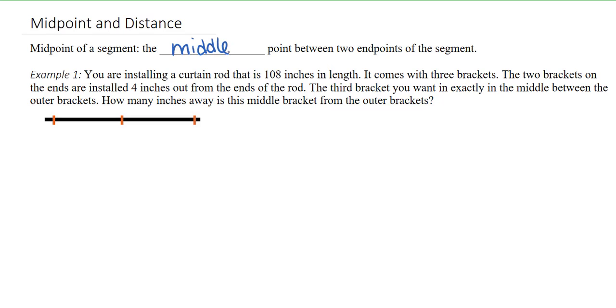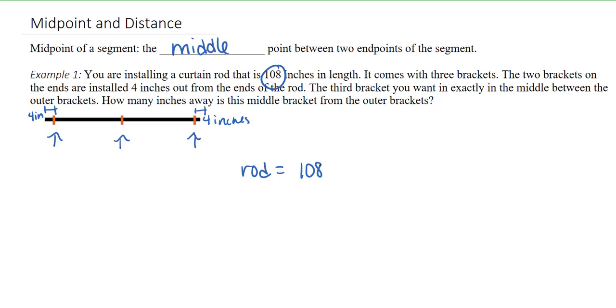So let's go ahead and think about this one. So here we have our curtain rod. You can see our outer brackets, and then we have our middle bracket, which is going to be our midpoint. So if we are installing the outer brackets, right, they are 4 inches away. So that means this 108-inch rod, right? So we have a rod that is 108 inches.